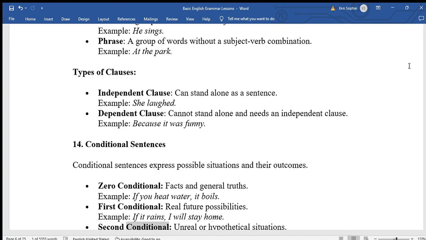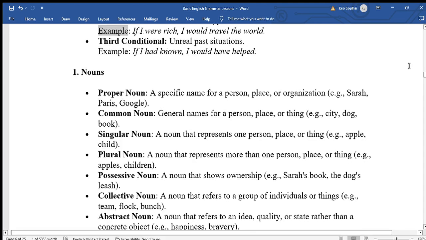Second conditional, unreal or hypothetical situations. Example, if I were rich, I would travel the world. Third conditional, unreal past situations. Example, if I had known, I would have helped.